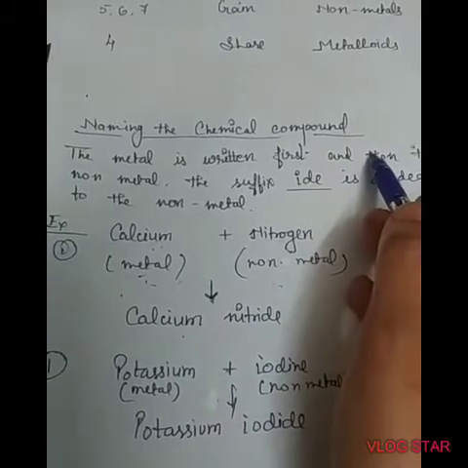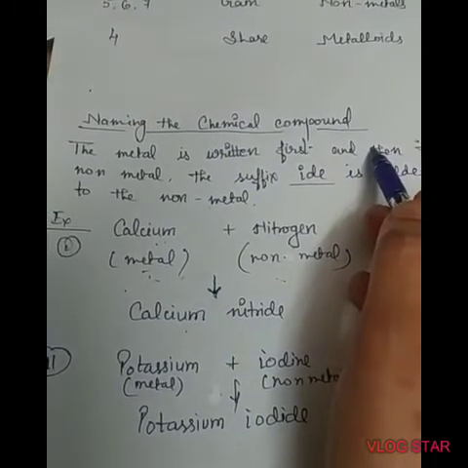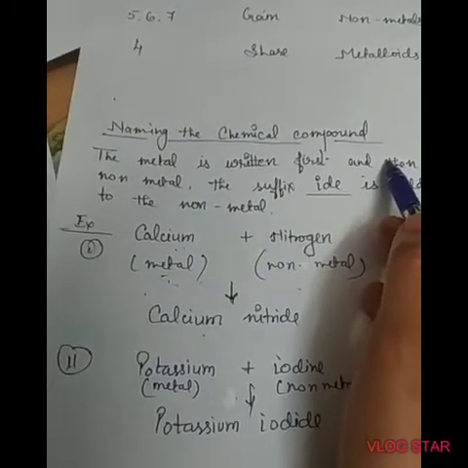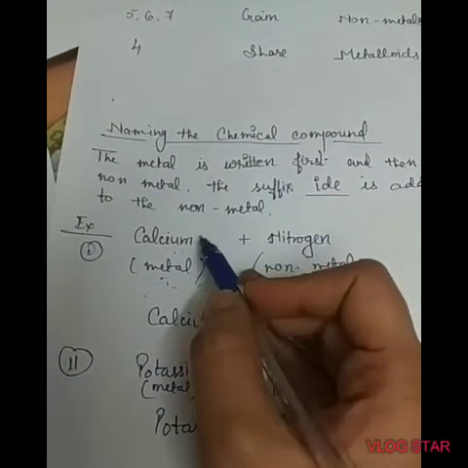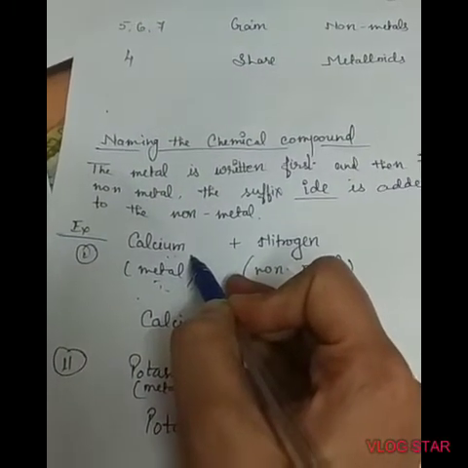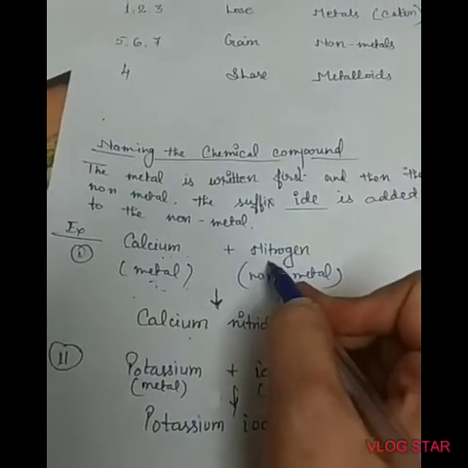Now come to the main topic, naming the chemical compound. Some rules are there which we have to follow for writing chemical compounds. What are these rules? The cation is always named first and the anion second.